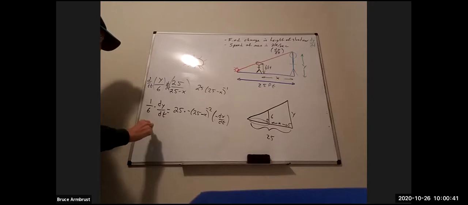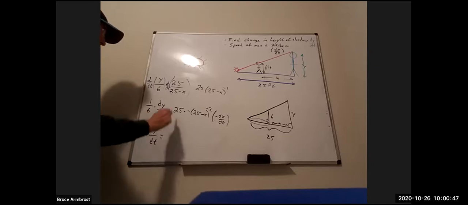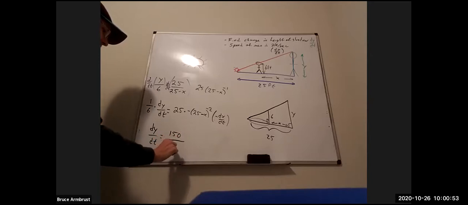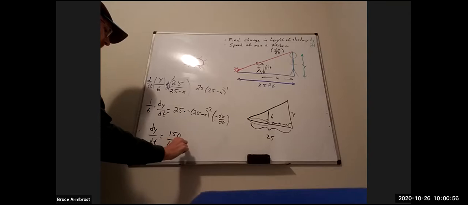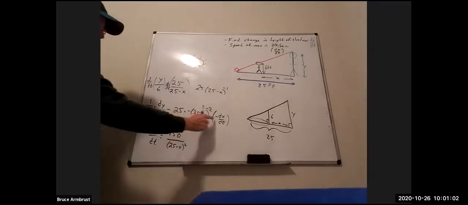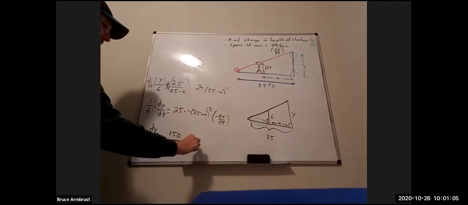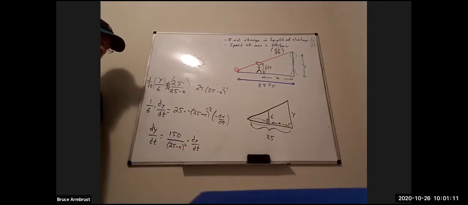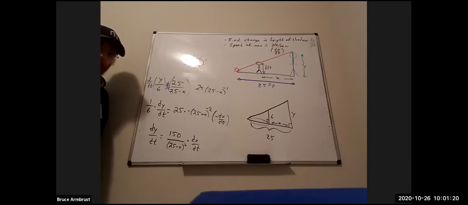So let me rewrite this because we're looking for dy/dt. I'm going to multiply by 6. 6 times 25 is 150. We're going to get over (25 minus x) quantity squared. That was that -2. The negatives cancel each other out. And we're left with dx/dt. So with the algebra, here's where we are.